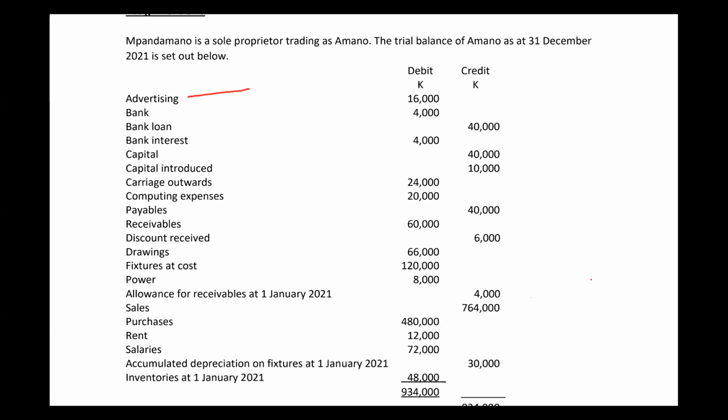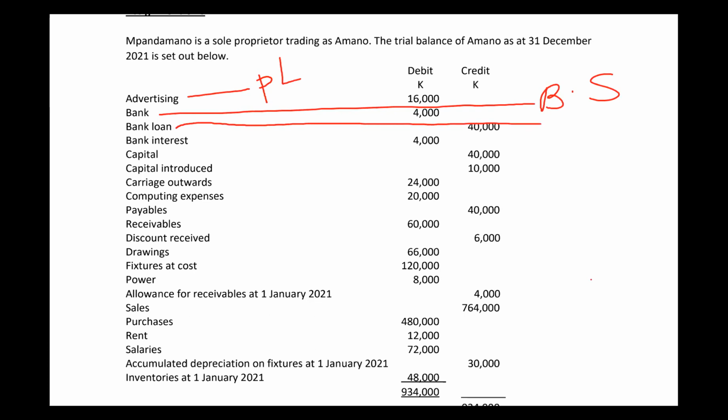I'll be just asking the question, then quickly you answer. Where does advertising go? Is it in the profit and loss account or in the balance sheet? Profit and loss. Okay, so this one goes in the profit and loss account. Then you go to the bank. The bank is an asset. Where do you place an asset? Balance sheet. Okay, it goes in the balance sheet, BS. Then the bank loan. The bank loan is a long-term liability. Where do the long-term liabilities go? Balance sheet. They go in the balance sheet, BS.